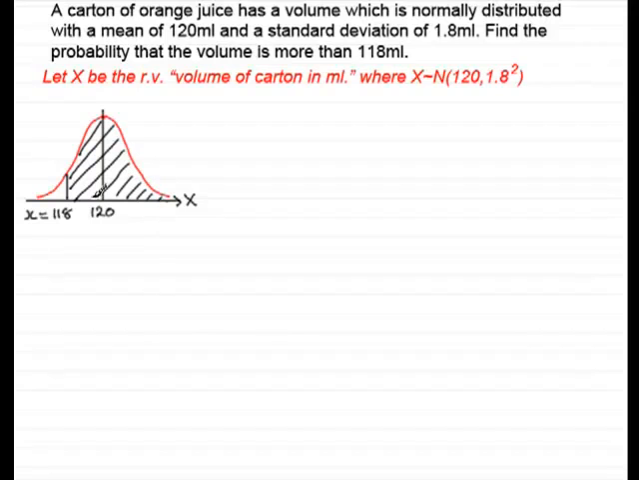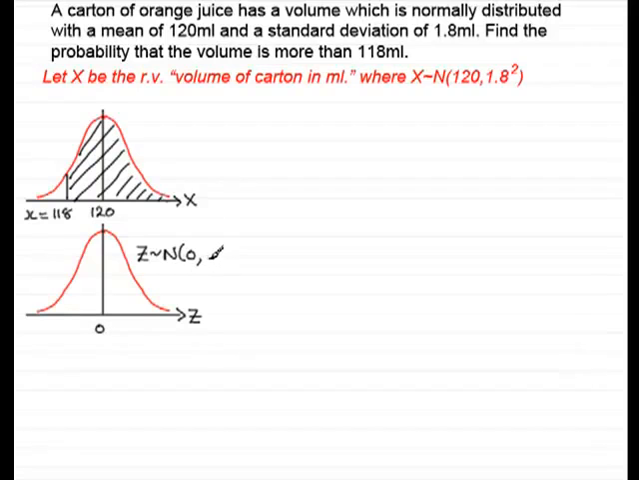Now in order to find this area, this probability, we need to standardize the distribution. So I draw another normal distribution below, label it z, z being the standardized variable, where z follows a normal distribution with mean 0, which we mark in, and the standard deviation for this distribution is 1, so the variance would be 1 squared, or 1 still.